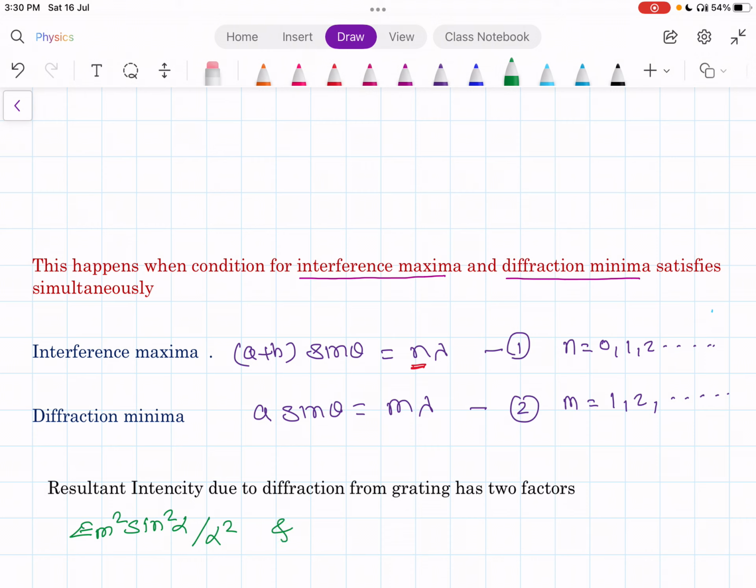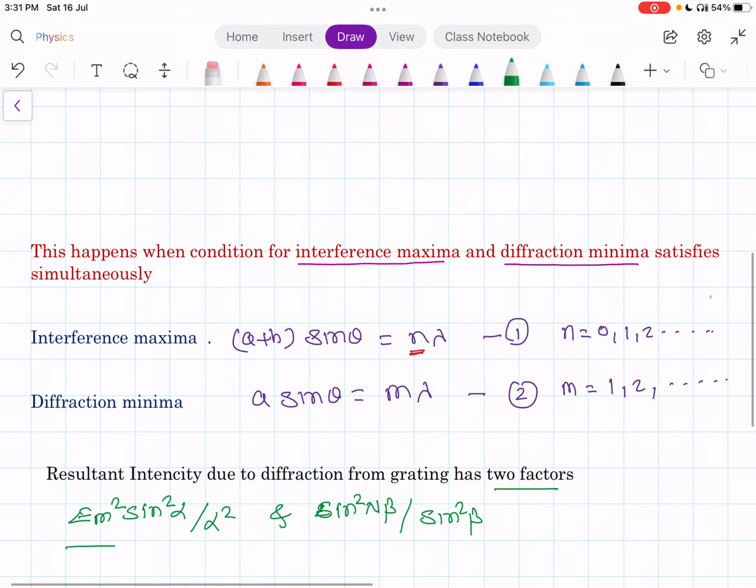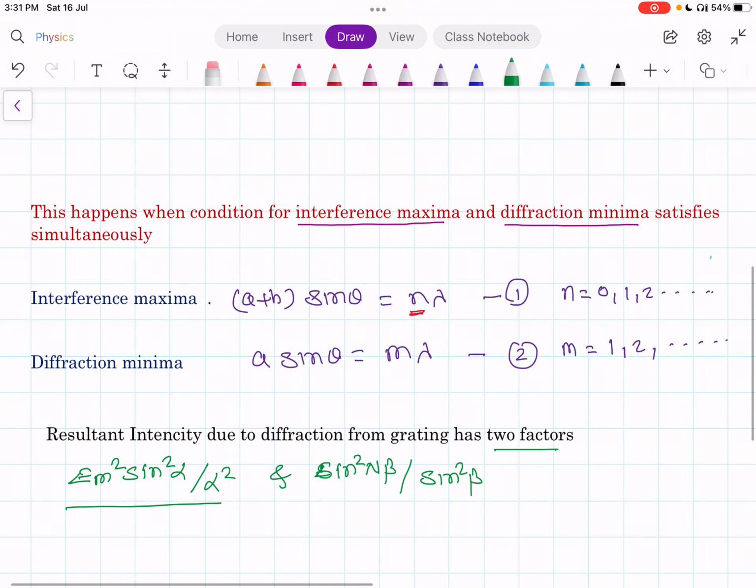And sine square n beta upon sine square beta. This is the interference factor. So the resultant intensity due to diffraction from the grating has two factors. Im square sine square alpha upon alpha square is the diffraction factor, and sine square n beta upon sine square beta is the interference factor.